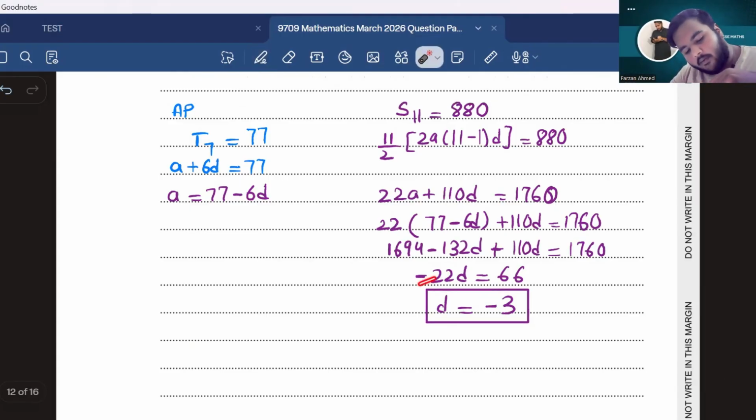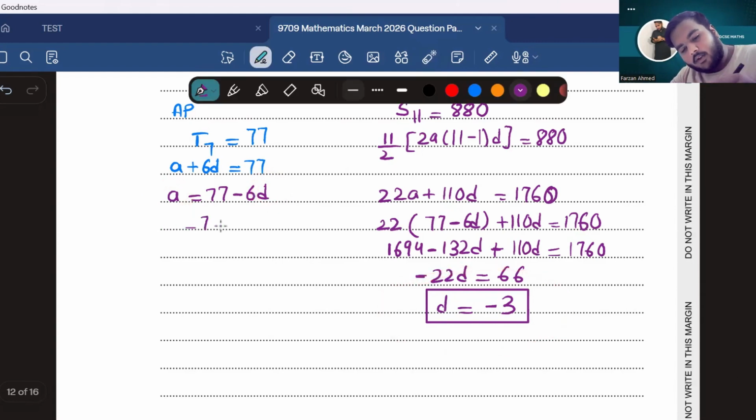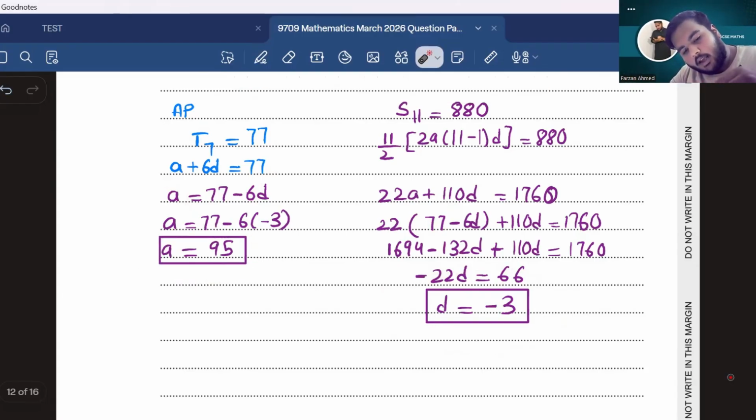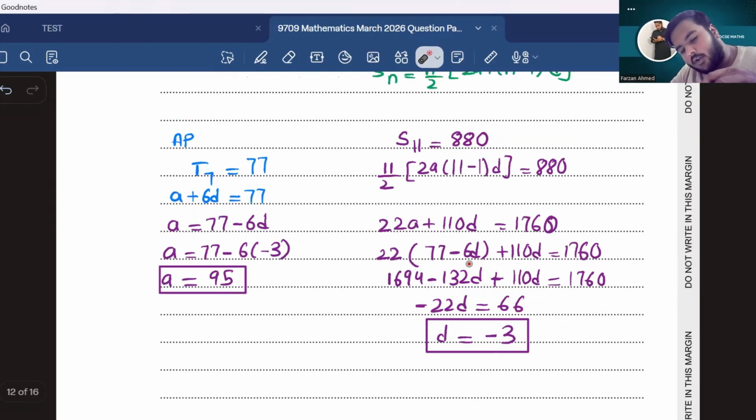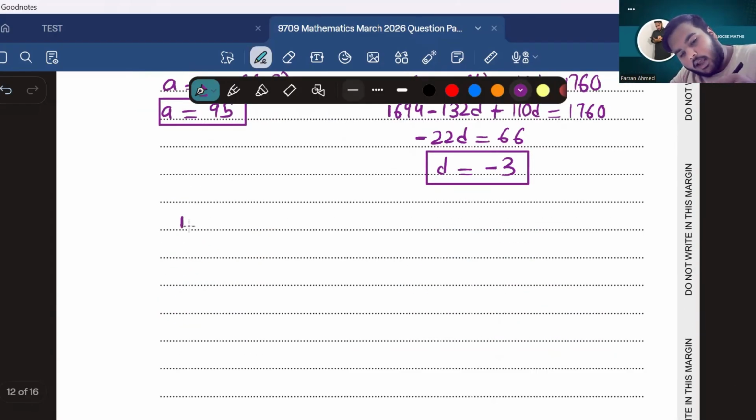Now, when we have got the value of d, we will plug it in and we will get the value of a. So a is equal to 77 minus 6 bracket minus 3. So the value of a we got is 95. So we got a, which is the first term, and the common difference. Now, what they are saying is find the 20th term. So to find the 20th term, we will use this formula Tn. In the place of n, we have 20 and a is 95 plus, and d is minus 3.